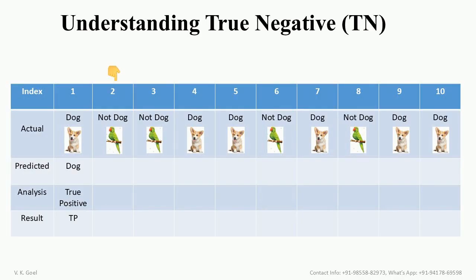Now, let's try to understand true negative, that is, TN. Consider case number 2. In actual, it's the parrot image, and therefore it's not dog. Now, say it is truly predicted as not dog. Because the result is true, and actually it is negative, it is called true negative, that is, TN.